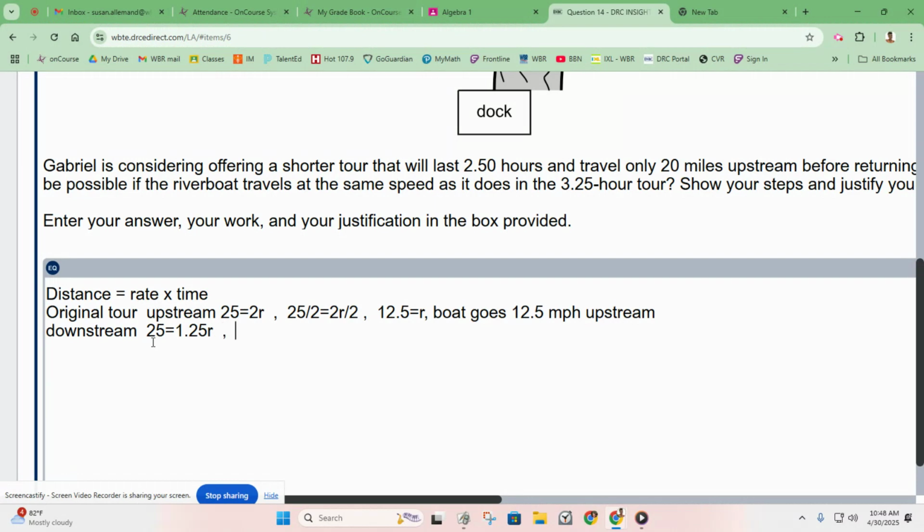Just like before, if I'm solving for the rate, I would divide both sides by the coefficient, the number in front of that variable R. So both sides will be divided by 1.25. It comes out to be exactly 20, yes. When you use the calculator and divide 25 by 1.25, you get the answer is 20 equals the rate. So what does that mean? The boat goes or travels 20 miles per hour downstream.